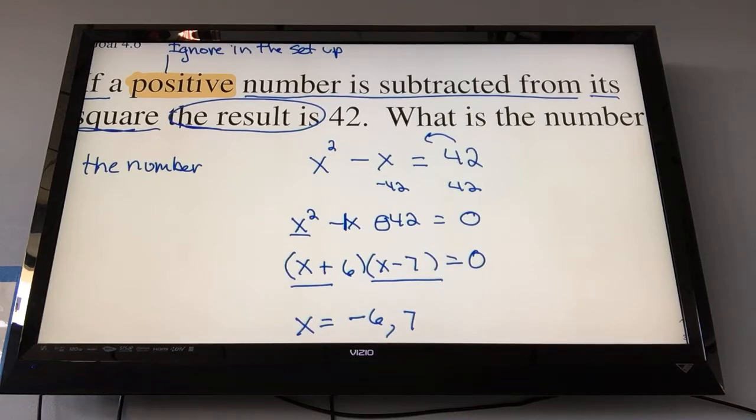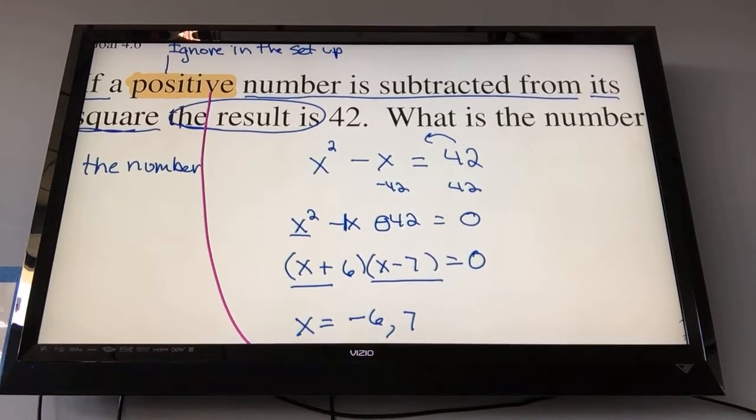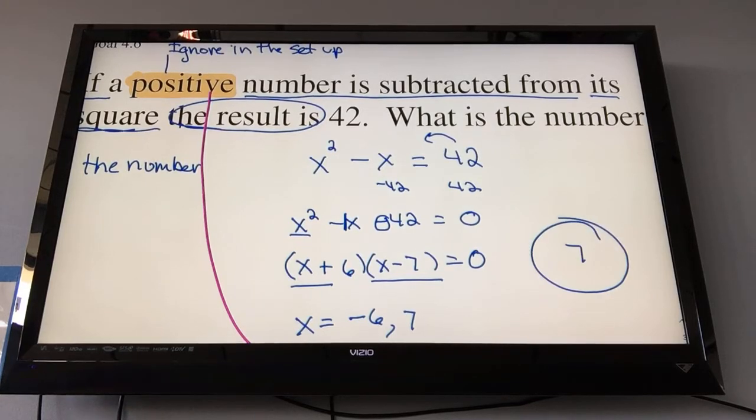Now, I go back and I pay attention to this word. I want a positive number. So my answer is the 7, the one that's positive. So same question, had I used the word negative, my answer would be negative 6. So you don't pay attention to the positive and negative until you finish the question. And then you pick the one that describes the one they want. In this case, positive.